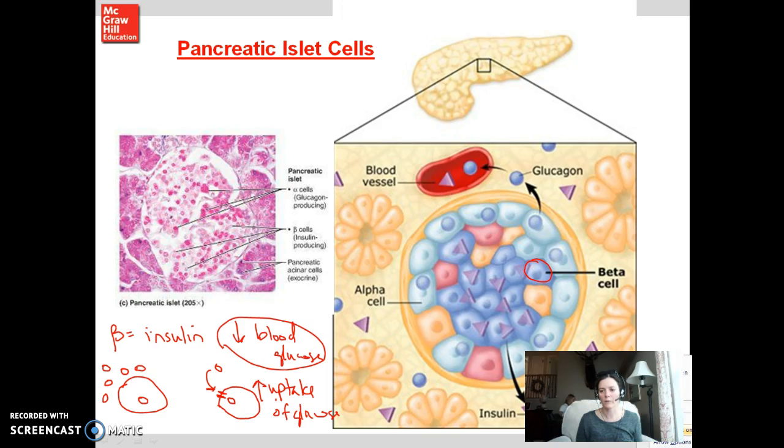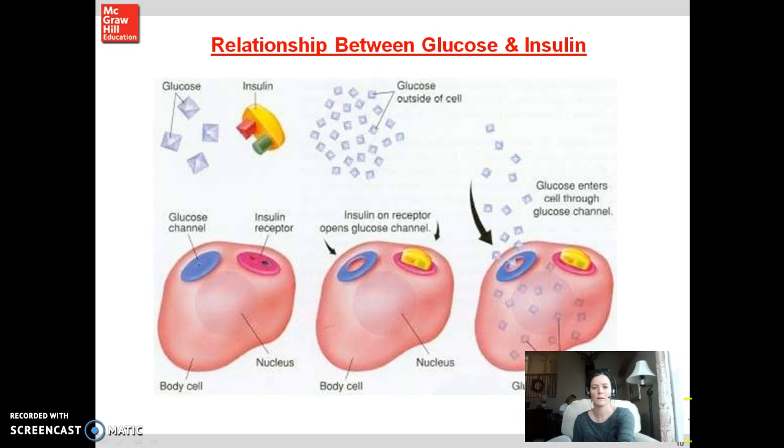Let me erase all that for you. So here's another example of how glucose and insulin work together. So here is the glucose that we need to get into our cells, right? But that glucose channel is closed. It's not actually present or available to get the glucose in. So the glucose might try to get in, but it can't fit.